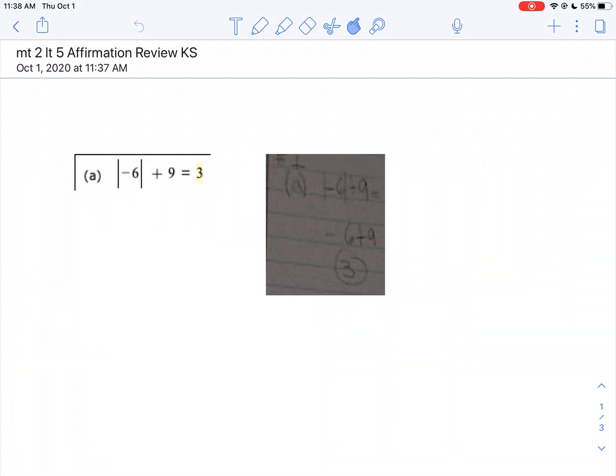Hi, we're going to take a look at your MT2 LT5 affirmation right now and then have you complete a redo. On the first question, you copied the problem down, but it looks like you just ignored the absolute value sign, because the absolute value of -6 is not -6. What's the absolute value of -6? How far is -6 away from 0? So we should have said 6 plus 9, which would have been 15 as the correct answer.